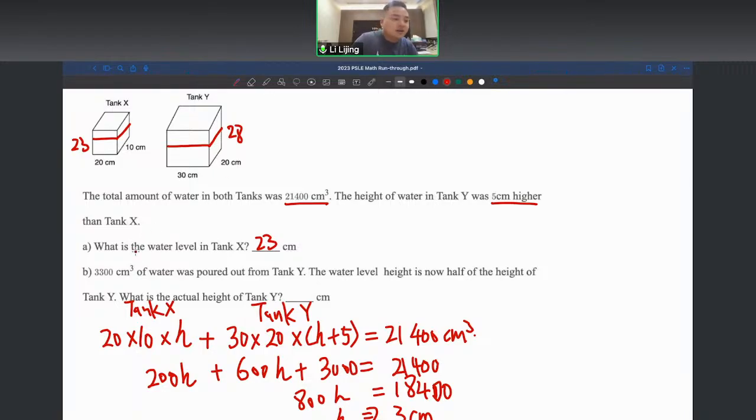Let's look at part B. 3,300 cm3 of water was poured out from tank Y, and the water level height is now half of the height of tank Y. I want to find the actual height of tank Y. Before pouring out, I know that the height is 28 cm. So I can find the volume of water in Y by using 28 times 30 times 20.